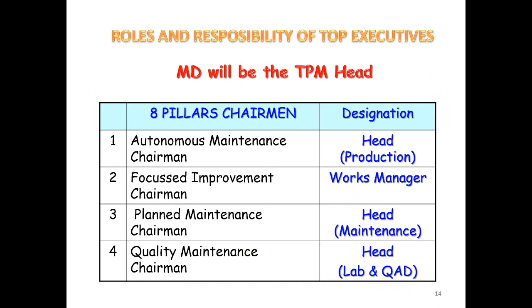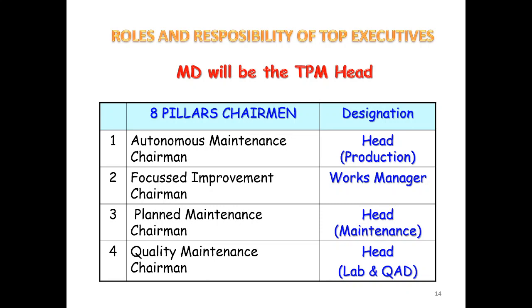Let's see the roles and responsibilities of top executives in a TPM company. First, there must be a head for TPM. Normally, the top executive will be the head, for example the MD, managing director. We also need to nominate a separate chairman for each pillar. Here is a sample list of TPM pillar chairmen. Senior executives will be in charge of each pillar.